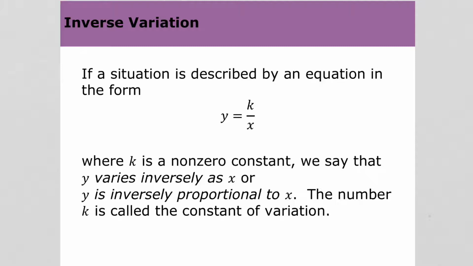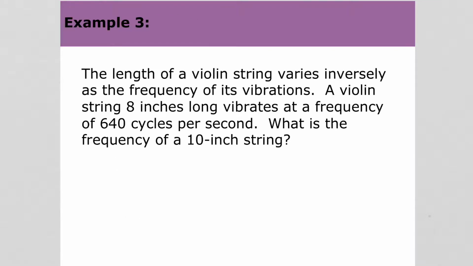Inverse variation. If a situation is described by an equation in the form y equals k over x, then we say y varies inversely as x. So if you see in your problem y varies inversely, then you know to use y equals k over x. So example 3 says the length of a violin string varies inversely, there it is, as the frequency of its vibration. So let's see how we can write that.